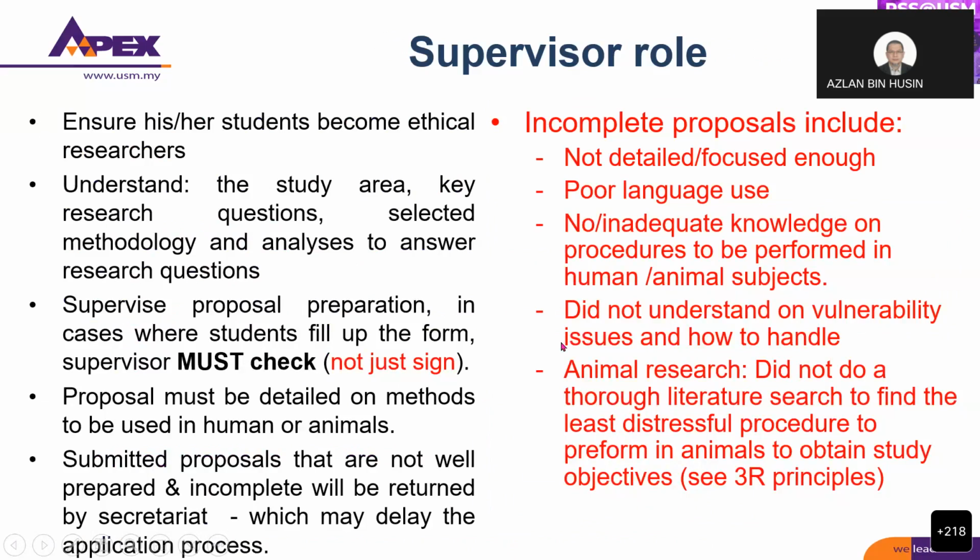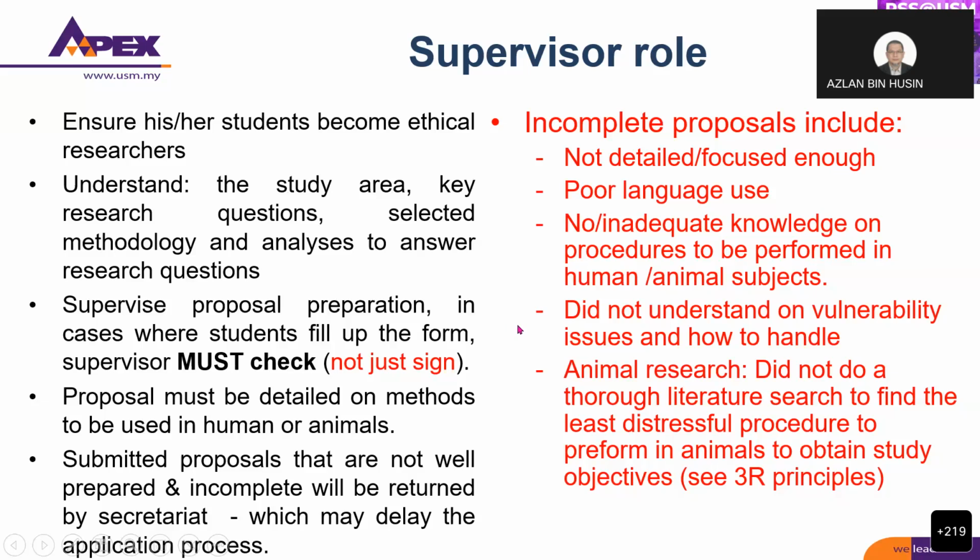So basically, in general, the supervisor's role is to ensure that our student is well equipped with the knowledge and skill to run the study, right? Right from the proposal preparation, conducting the research, and submitting the reports. So incomplete process can be included because it is not detailed enough. There are language issues, grammar issues, that badly affect the nature of the sentence, the understanding of the sentence.